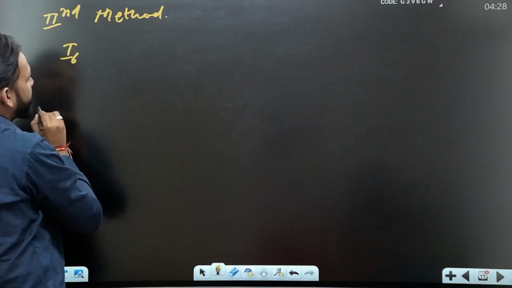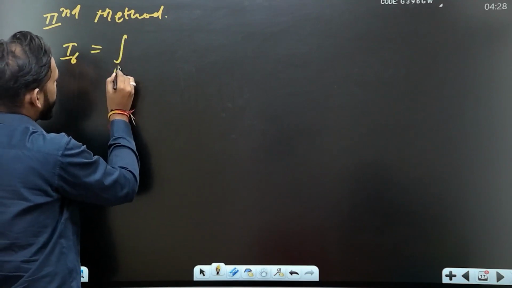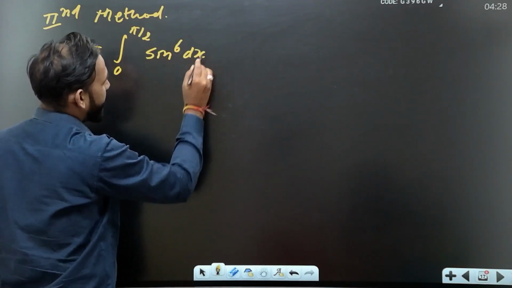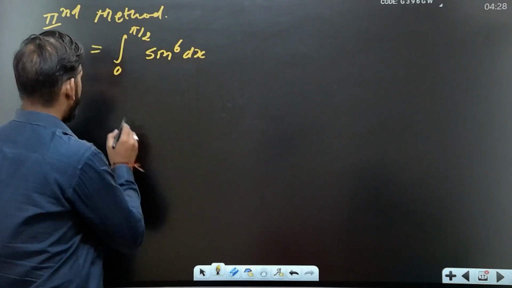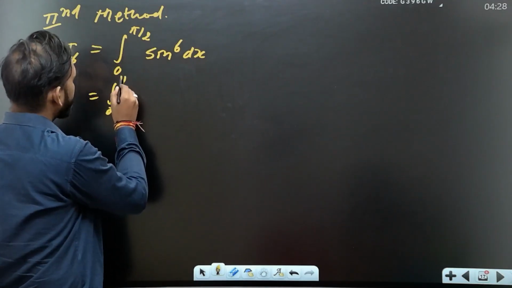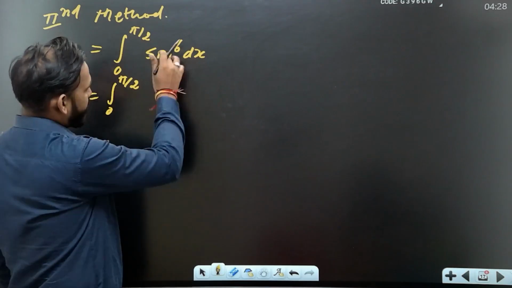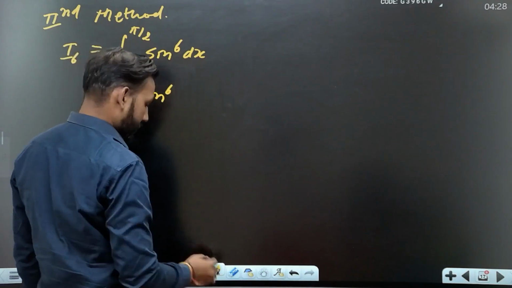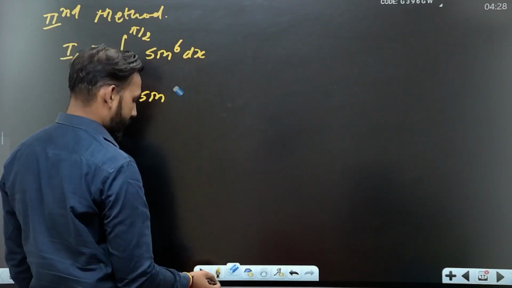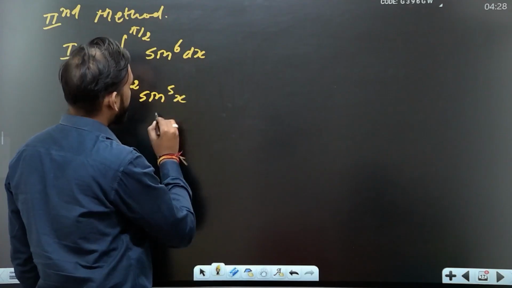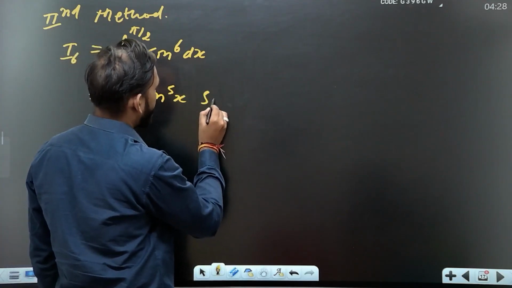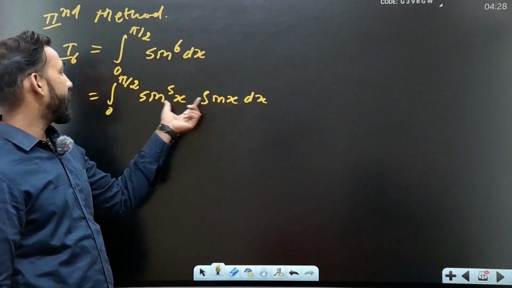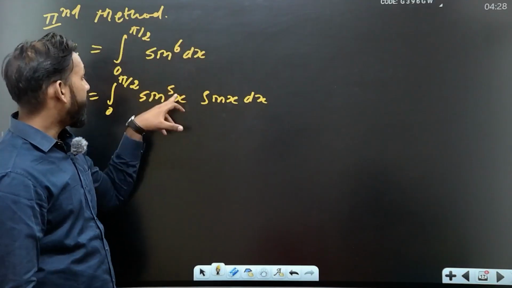Let our integral be I6, the integral from 0 to pi by 2 of sin to the power 6 x dx. Clear? Okay. Now we can divide the power 6 as sin to the power 5 x and another factor sin x, dx. We can write it because if the bases are the same, then the powers are added.